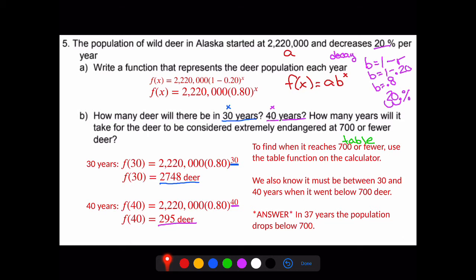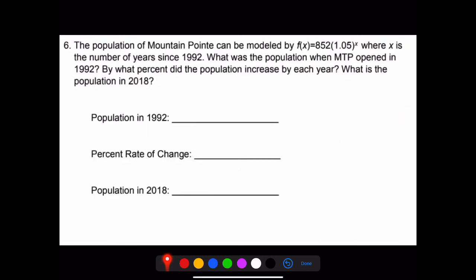All right. Number 6. The population of Mountain Point can be modeled by the function f of x is equal to 852 times 1.05 raised to the power of x, where x is the number of years since 1992, the year that we opened up the school. What was the population of when Mountain Point opened in 1992? By what percent did the population increase by each year? And what is the population in 2018?